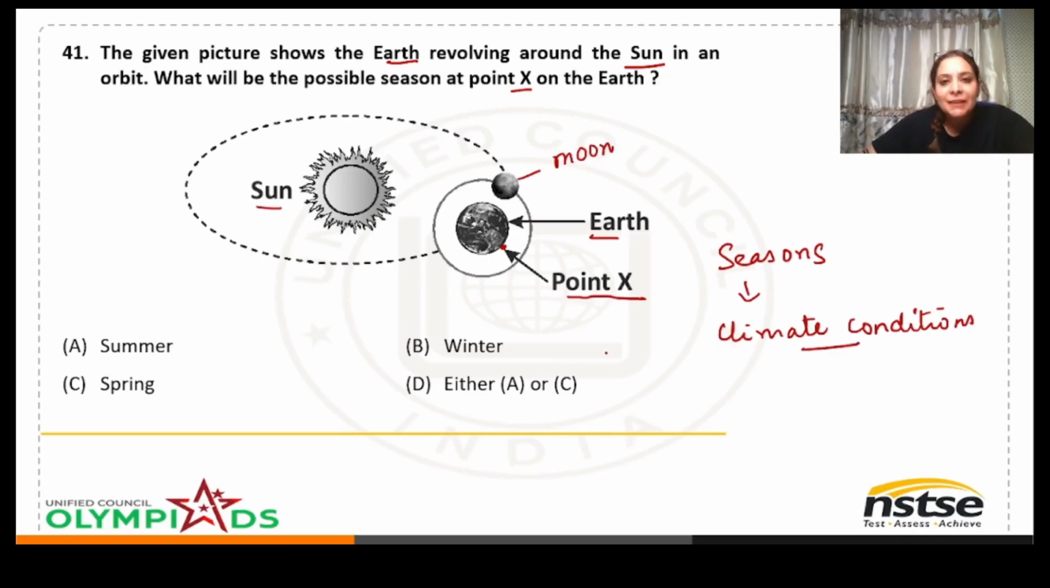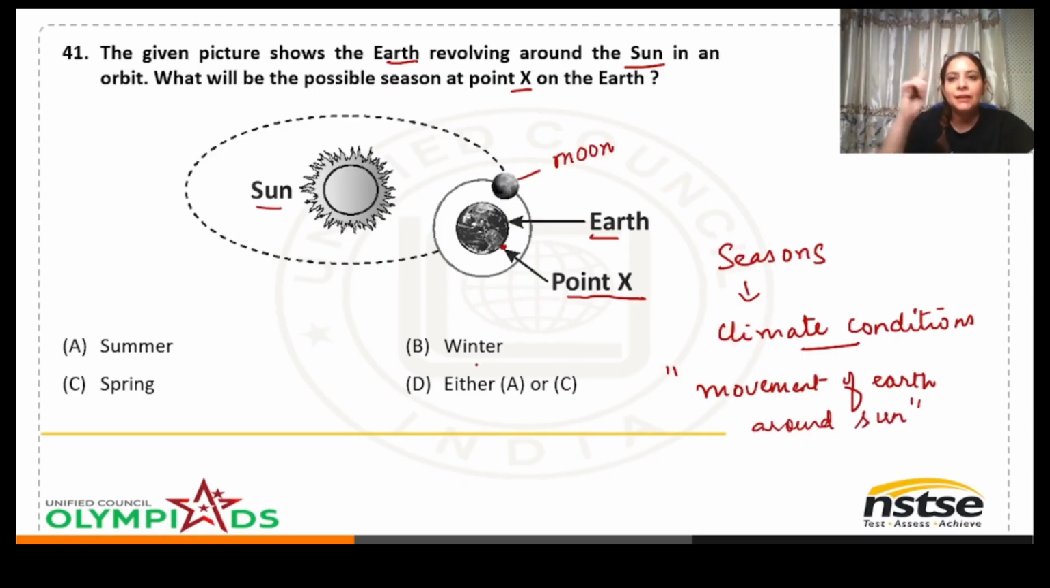Basically seasons are caused due to the movement of earth around the sun. Seasons are caused due to the movement of earth around the sun. We know that earth is moving around the sun, and that is the cause behind the seasons. Now it is seen that when earth is moving, it also gets tilted.